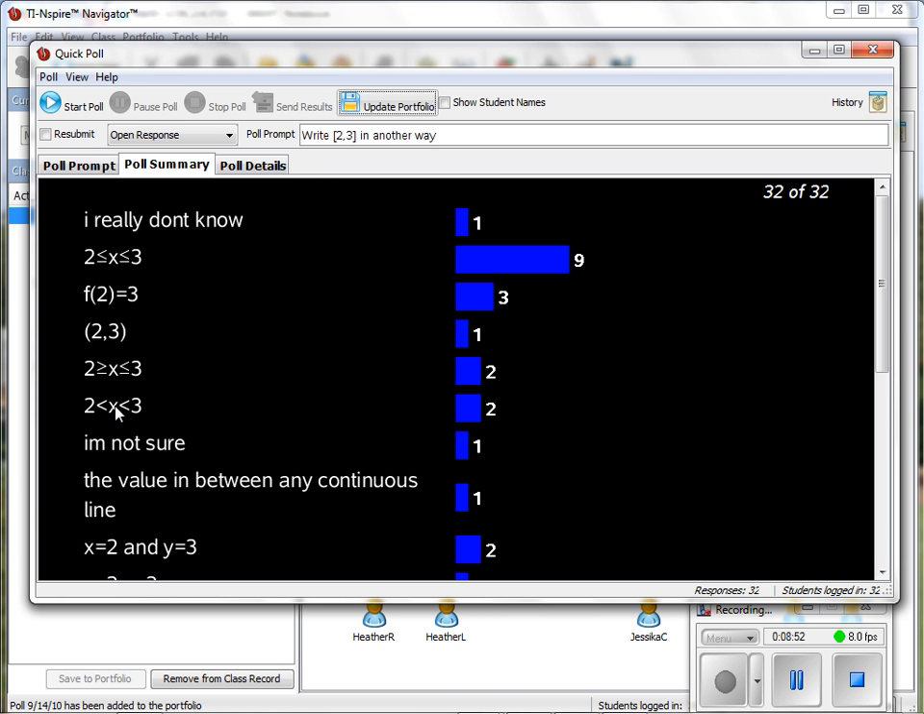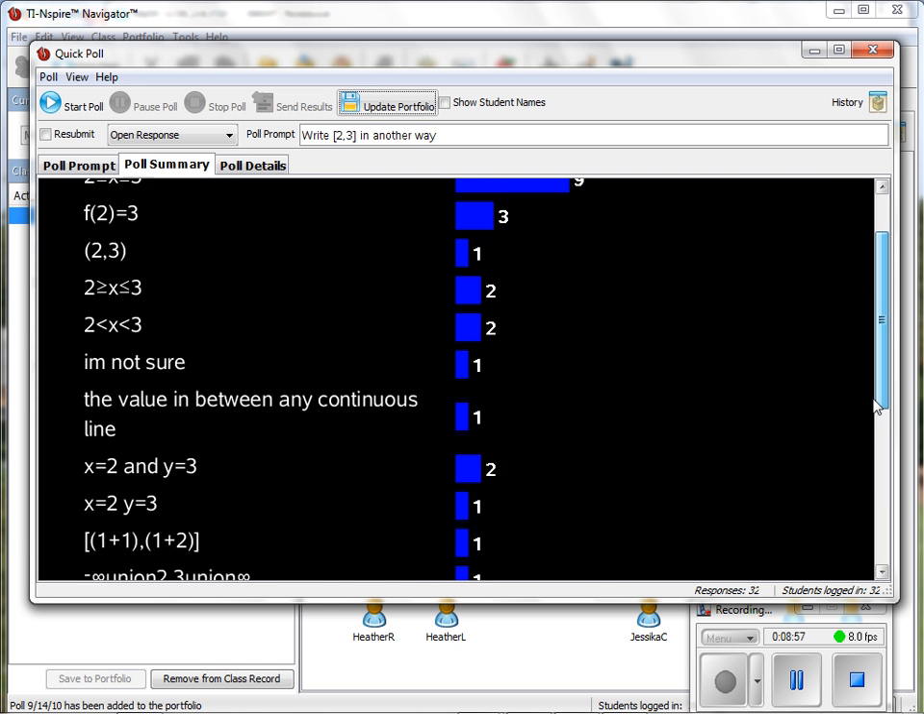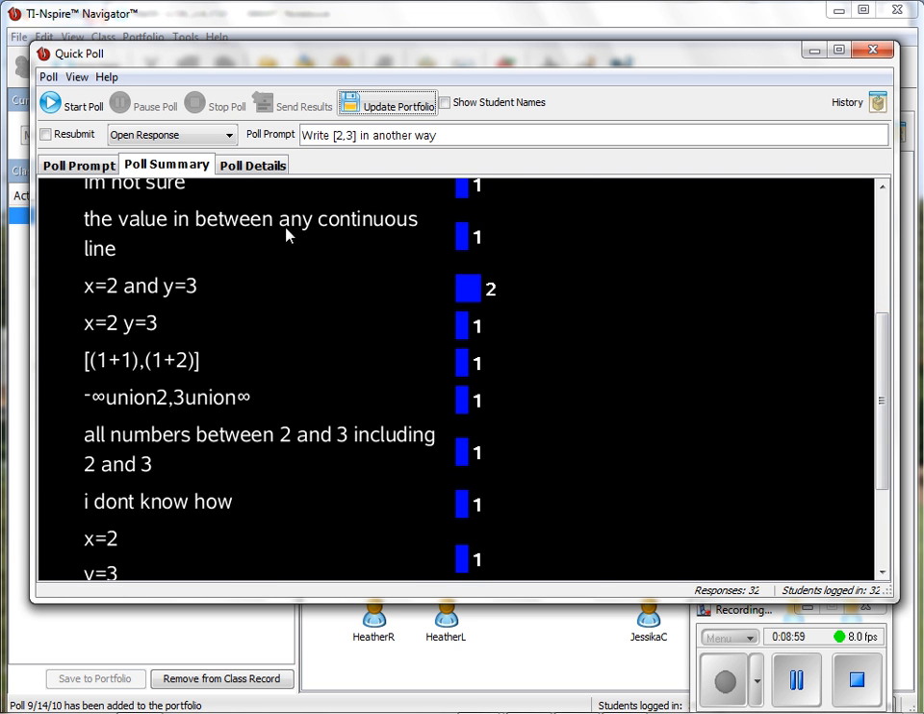If it's the brackets, it means it includes the endpoints. Okay? The value in between any continuous line, I don't even know what that means. Maybe you're trying to say the same thing that I want you to, but your terminology is a little bit off. So please be sure that you're knowing how to express mathematics. This again is saying that it's only a point. No, it's not. It's an interval.